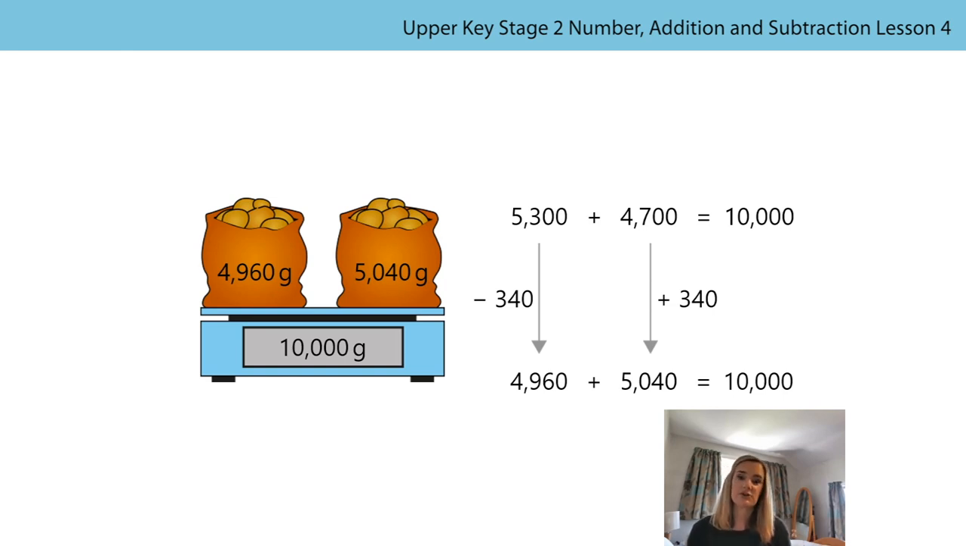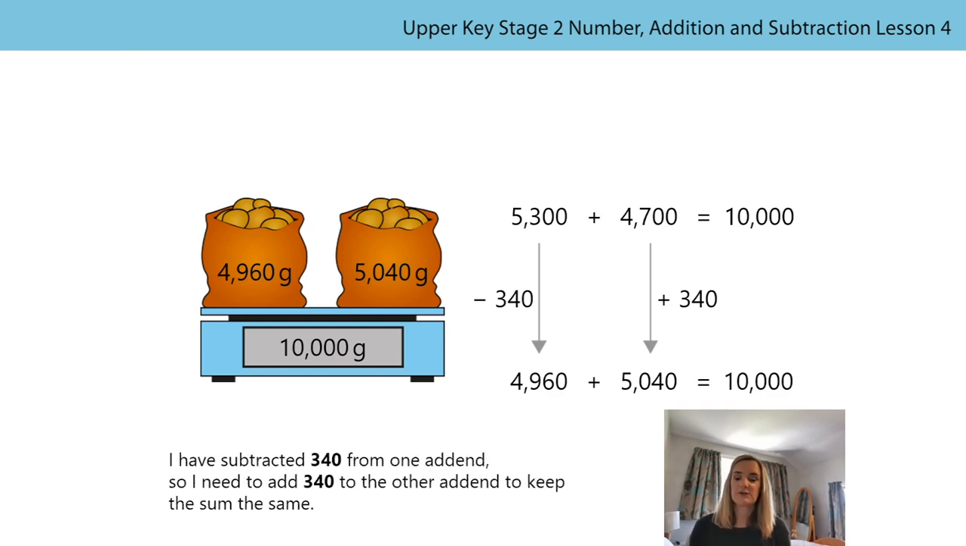So we've got our two calculations. 5,300 plus 4,700 is equivalent to 4,960 add 5,040, because we've subtracted from one addend and added to the other addend to keep that sum the same, and it was that same amount that we subtracted and that we added.